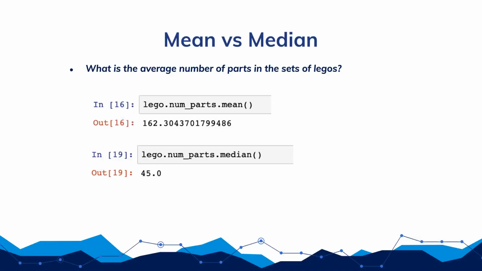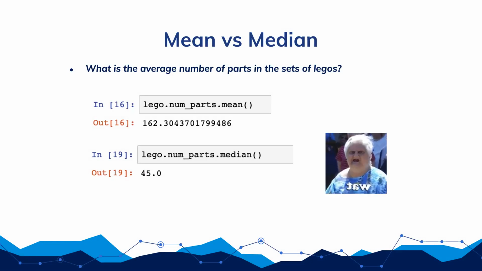So let's look at the number of parts in the sets of Legos. The mean, we saw, is 162. The median is 45. Again, why such a small number? Why are the median and the mean so different? To understand this better, let's look at another example.